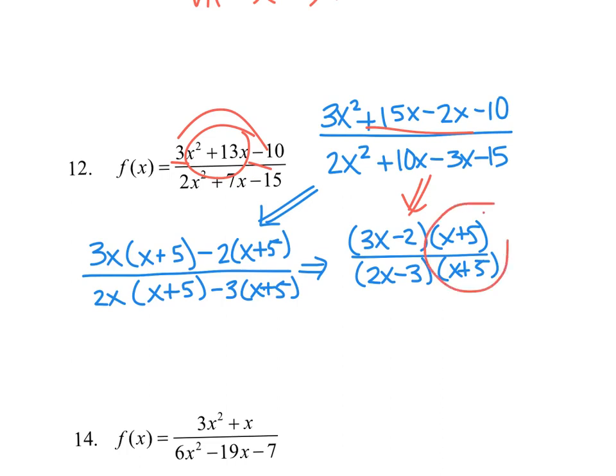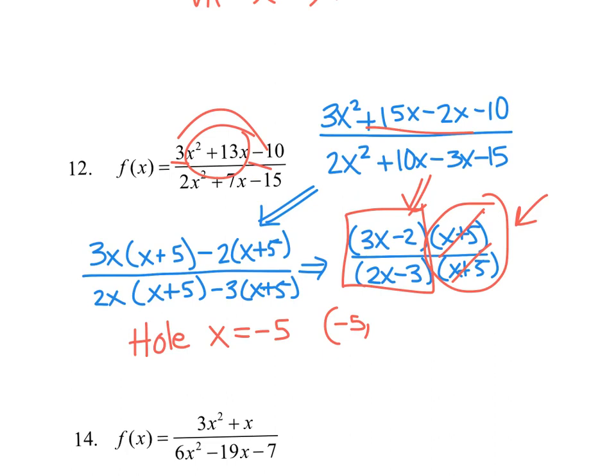I can see that I have a hole, so my hole is going to be at x equals negative 5. You can figure out the y value of the hole by plugging in negative 5 after you remove the hole. If you plug negative 5 into this expression right here, you get 17 over 13, and you can do that off to the side. After I have the hole out, I'm going to do the vertical asymptote. After you get rid of the hole, set the denominator equal to 0. So the vertical asymptote is going to be x equals 3 halves.